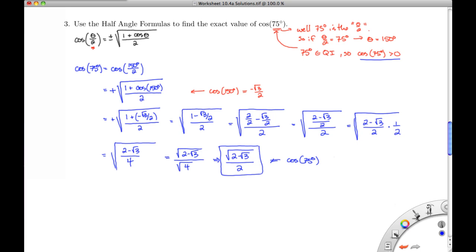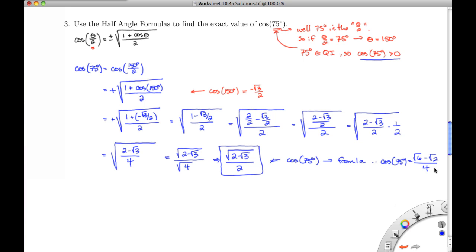Now what you might want to do, because this is clearly a different looking expression from what we got in 1a for the cosine of 75 degrees. From 1a, we got cosine of 75 degrees was equal to the square root of 6 minus the square root of 2 all over 4. Well, type these in your calculator, you're going to get the exact same estimation for these. So, something to try.